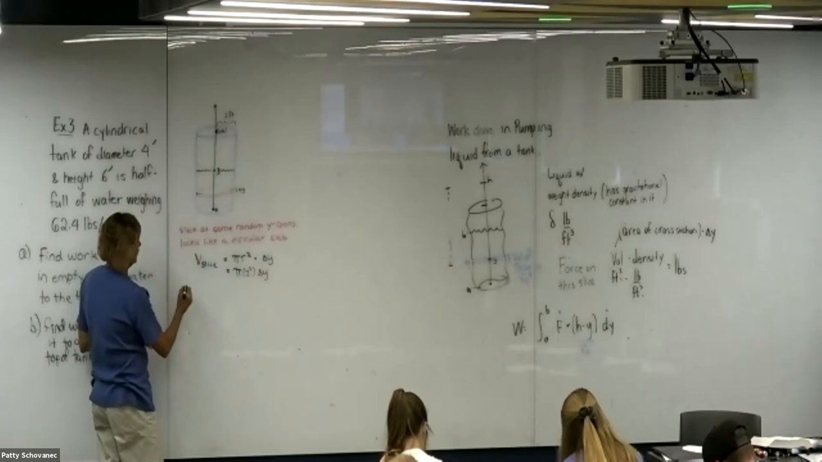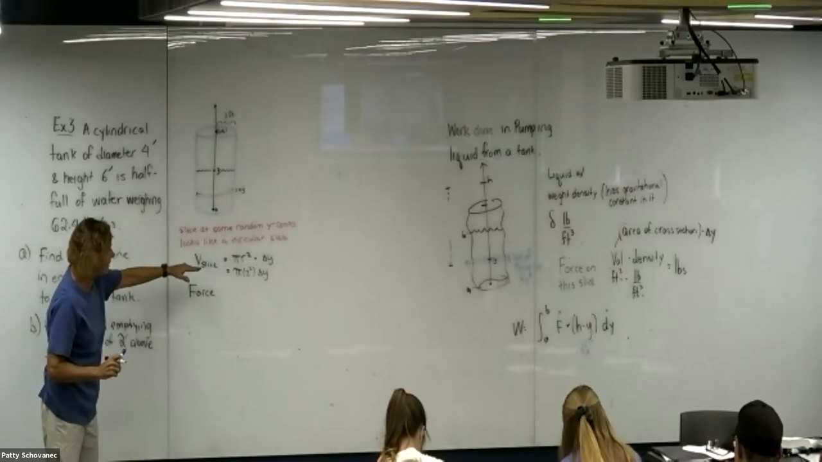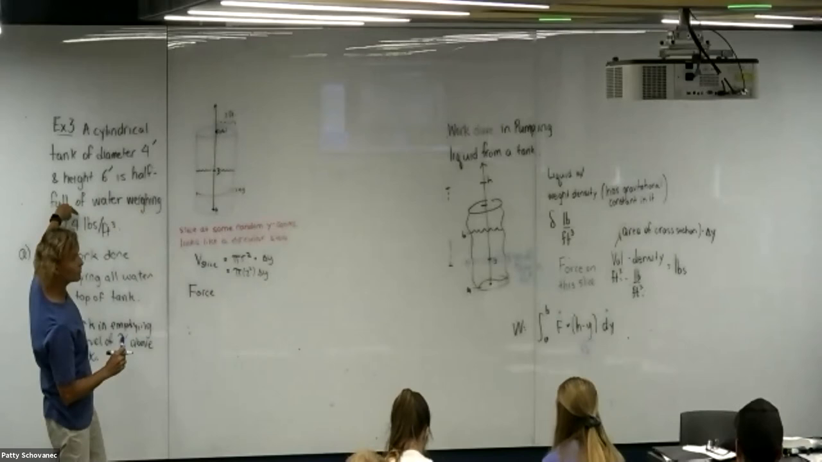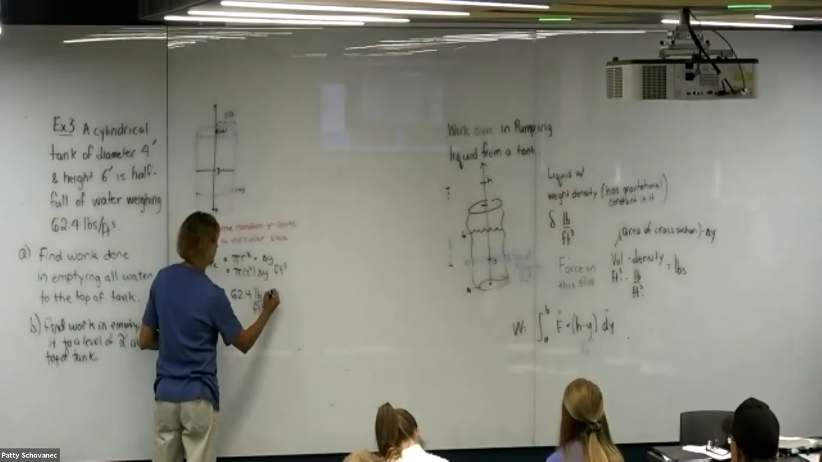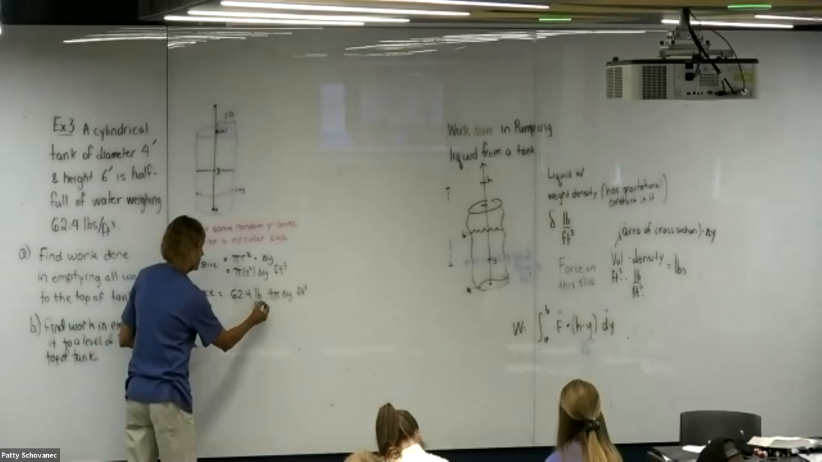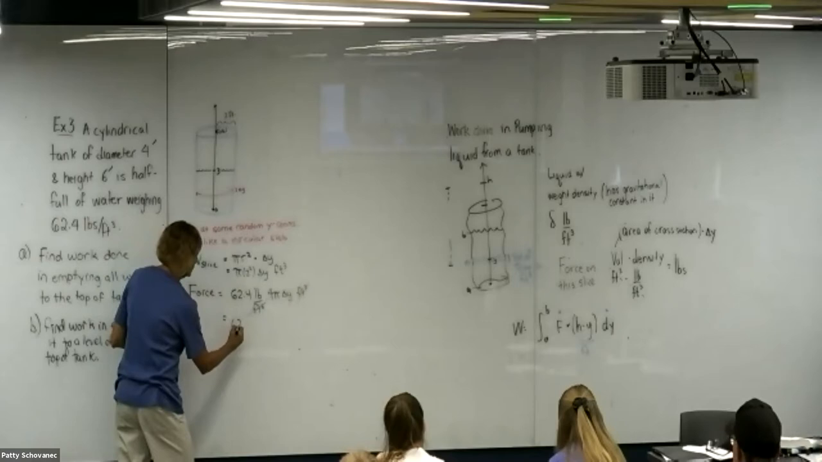The force that needs to be applied to this slice to move it is going to be our cubic feet times our pounds per cubic feet. So our force is going to be 62.4 pounds per cubic feet times our cubic feet. The cubic feet cancel, and I've got my pounds. So my force is going to be 62.4 times 4 pi times delta y.